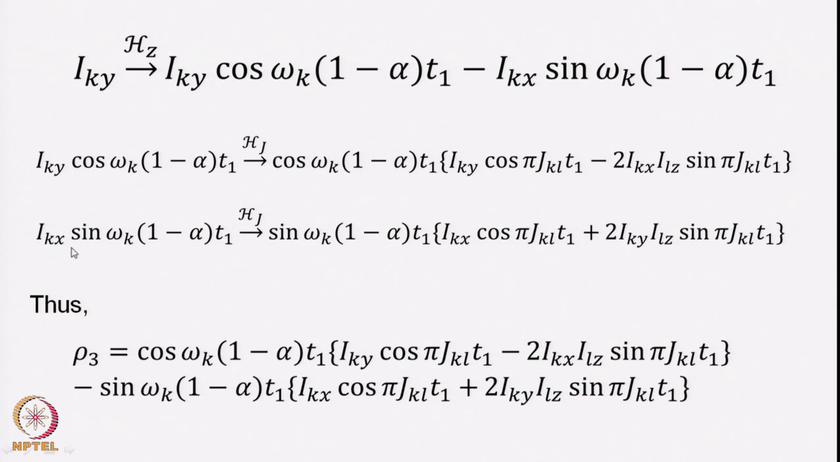And the second term gives you IKX sine omega k 1 minus alpha T1 evolves under the coupling as sine omega k 1 minus alpha T1 and inside bracket you have IKX cosine pi JKL T1 plus 2 IKY ILZ sine pi JKL T1. Thus your density operator rho 3 will be cosine omega k 1 minus alpha T1 inside bracket IKY cosine pi JKL T1 minus 2 IKX ILZ sine pi JKL T1 and the second term gives you minus sine omega k 1 minus alpha T1 and inside bracket you have IKX cosine pi JKL T1 plus 2 IKY ILZ sine pi JKL T1.